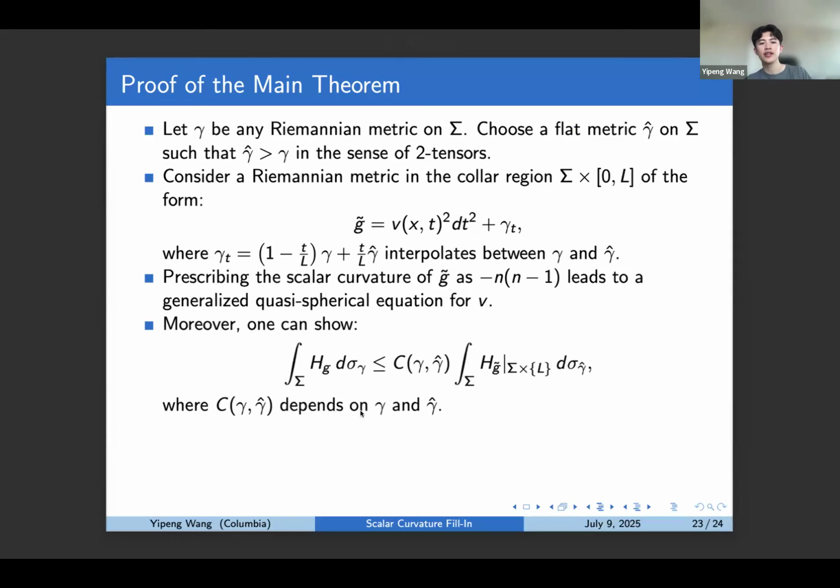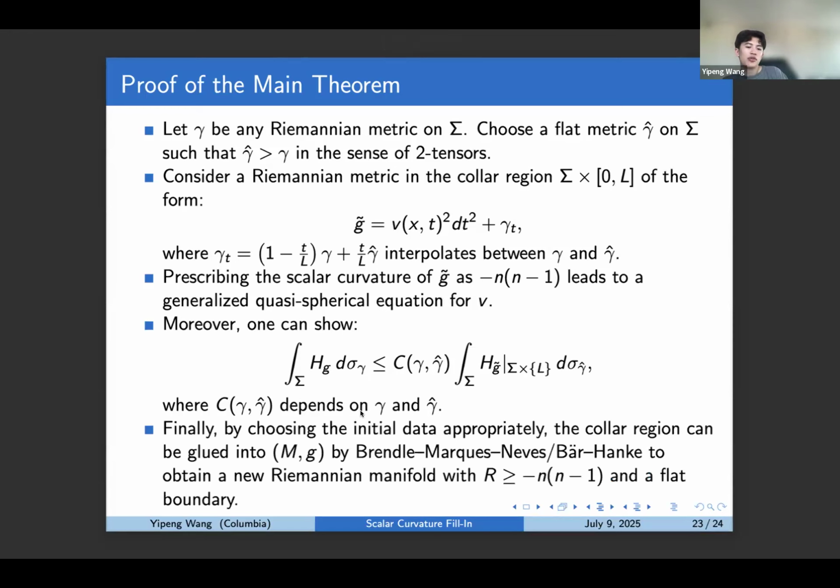And what you can show is that under this collar region, this integral of mean curvature does not lose too much. So the integral of mean curvature with respect to g will be bounded by some constant multiplied by the integral of mean curvature of g tilde, namely the thing that you are trying to glue in this collar region. And this constant just depends on the metrics gamma and gamma hat, but nothing else.